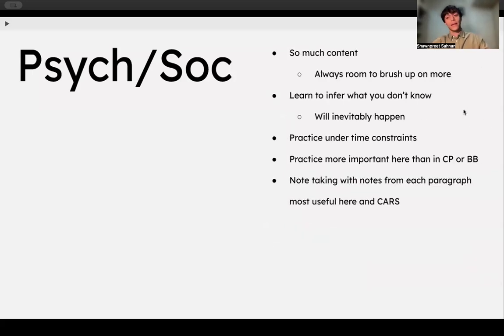There's so much content here. Like I said, always room to brush up on more. The Miles Down deck is a great deck to look at for Anki decks to just keep churning through information. There's so much information in there, and it's pretty comprehensive. So it's a great deck to look at if you guys aren't already looking at it. That's the one I use personally.